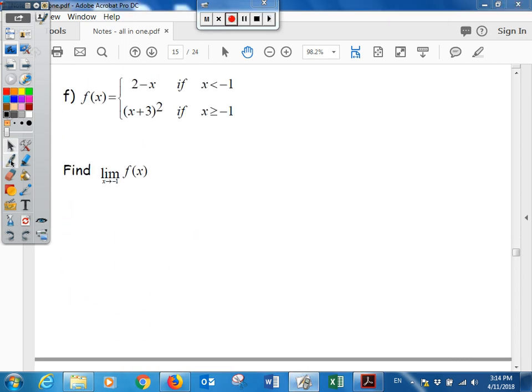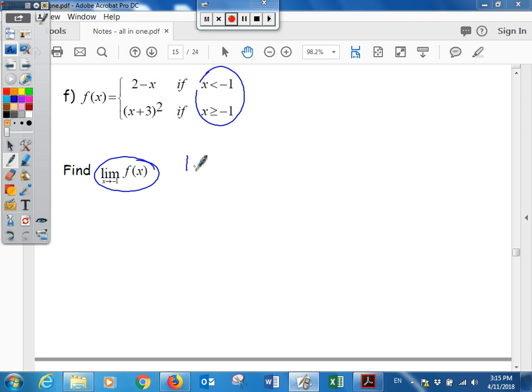So the last example, another piecewise function, 2 minus x only when x is less than -1, and then x plus 3 squared only when x is greater than or equal to -1. All this says is find the limit as x approaches -1. It doesn't tell you to find it from the left and from the right, but in order to evaluate the limit at this dividing point for a piecewise function, you have to investigate the limit from the left and then limit from the right. Even if it didn't ask you to, you have to look at those.